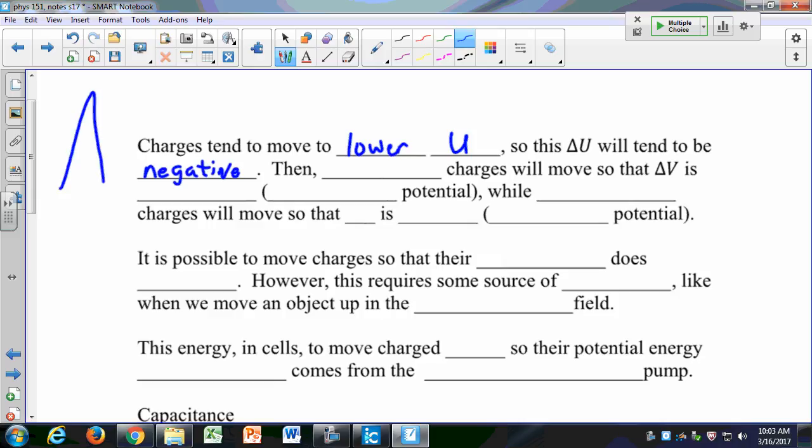Right? Remember your mountain. As I have an object moving from this point to that point, delta U is a negative value because my U final is small, but my U initial was big. So I'm doing a small number minus a big number, which is going to give me a negative number.